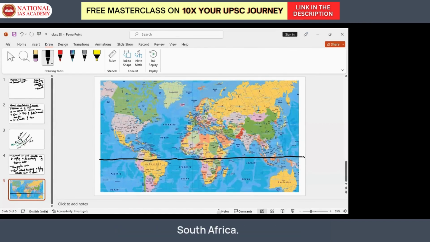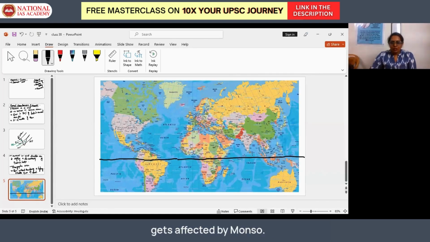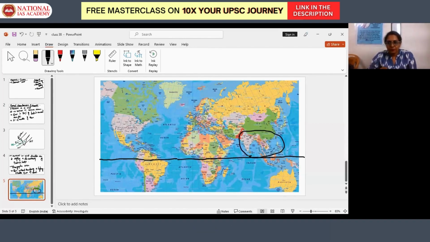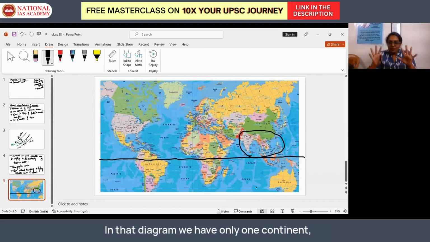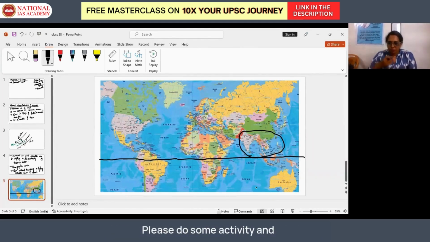From South Asia. Part of Africa. Southeast Asia. So this region gets affected by monsoon. Okay, then you have to see southern hemisphere also. In that diagram, we have written only one continent. So put it to the world map and try to do it. Please do some activity and tell. If it is wrong, I'll not eat you.